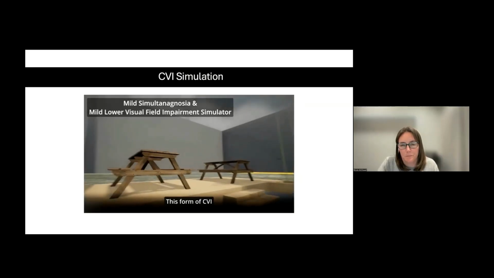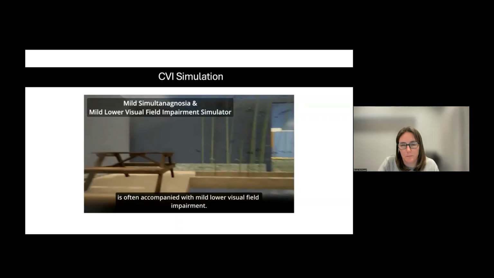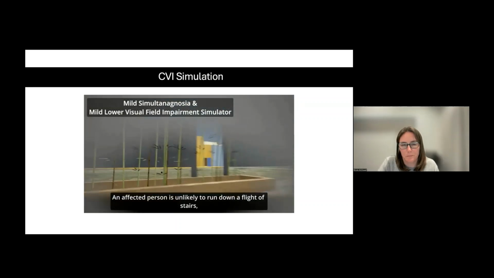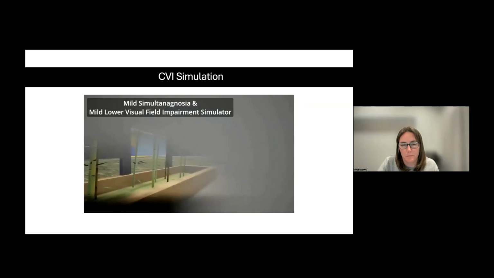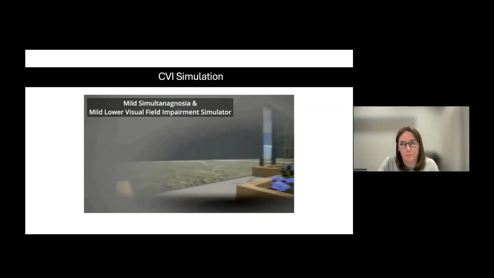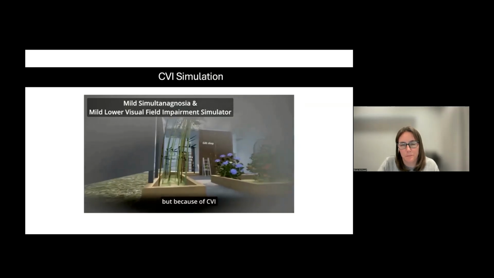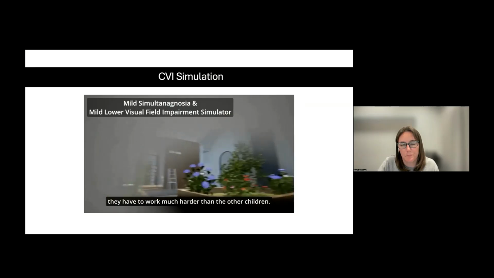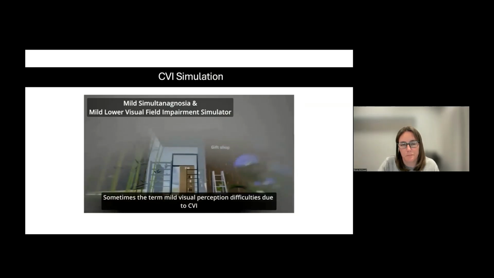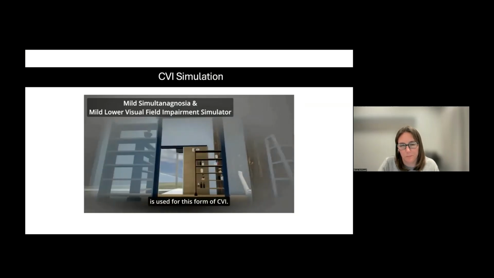This form of CVI is often accompanied with mild lower visual field impairment. An affected person is unlikely to run down a flight of stairs, especially if there's no handrail. They may have found team sports like soccer and hockey difficult. Many are academically very able in school, but because of CVI, they have to work much harder than the other children. Sometimes the term mild visual perception difficulties due to CVI is used for this form of CVI.